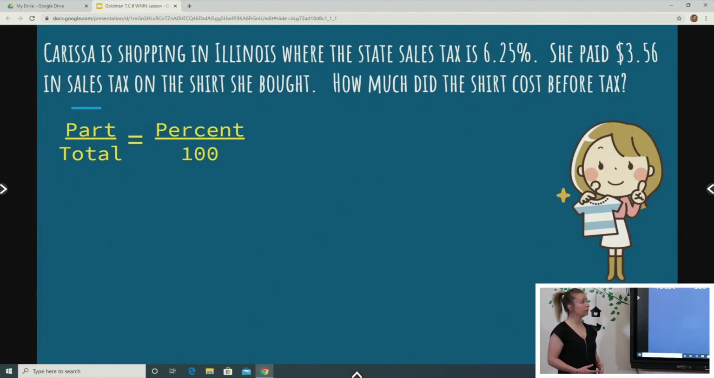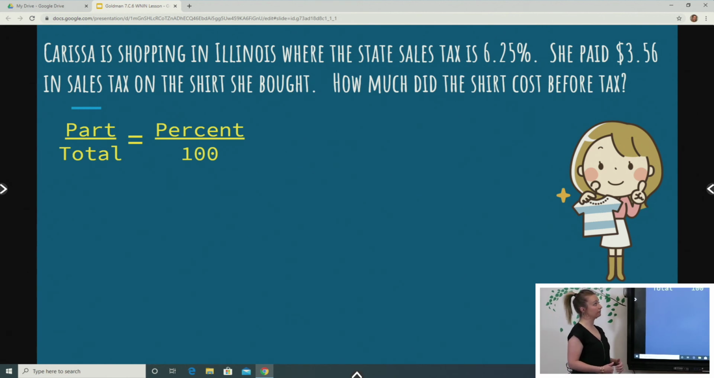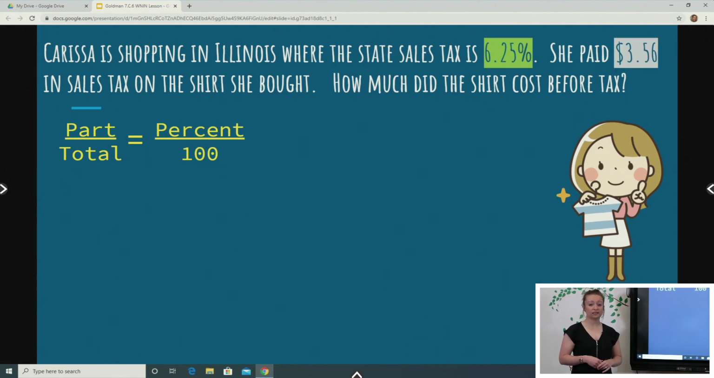Carissa is shopping in Illinois, where the state sales tax is 6.25%. She paid $3.56 in sales tax on a shirt that she bought. How much did the shirt cost before tax? Again, let's break down our important parts from this problem so we can figure out what we're looking for. 6.25% is going to be an important part. That represents the percentage of sales tax for the total. $3.56 represents how much she paid in tax. And our question is asking us for the cost of the shirt before the tax.